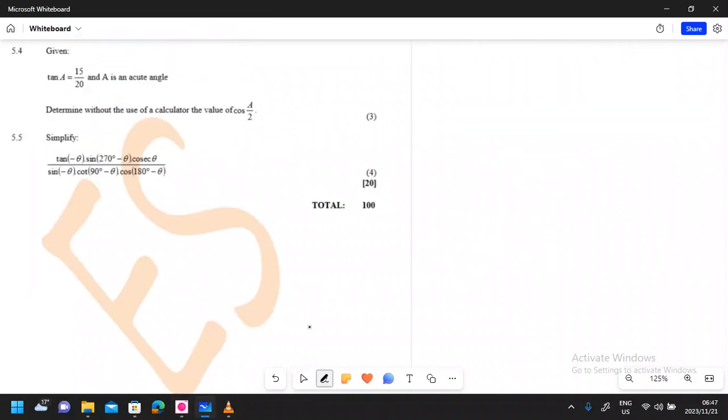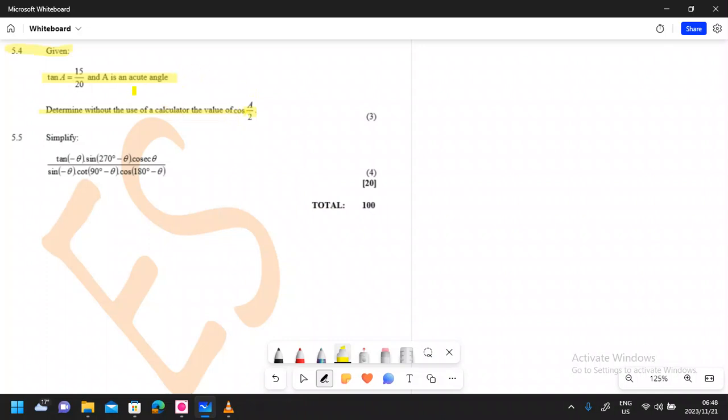Alright guys, now it's time for us to do 5.4. So here we have 5.4. You are given the following expression. We are given tan A is equal to 15 over 20, and A is an acute angle. Now they want you to determine, without the use of a calculator, the value of cos of A over 2.